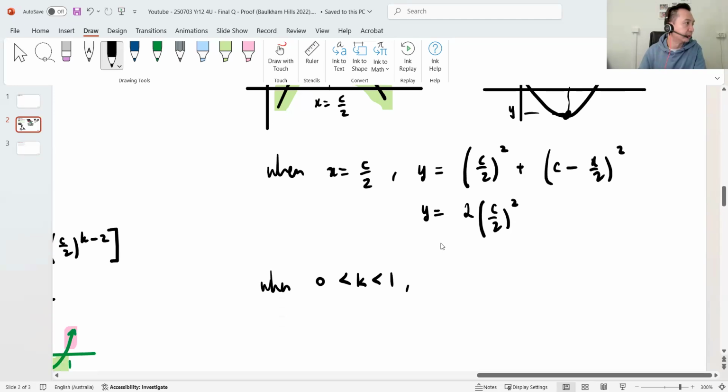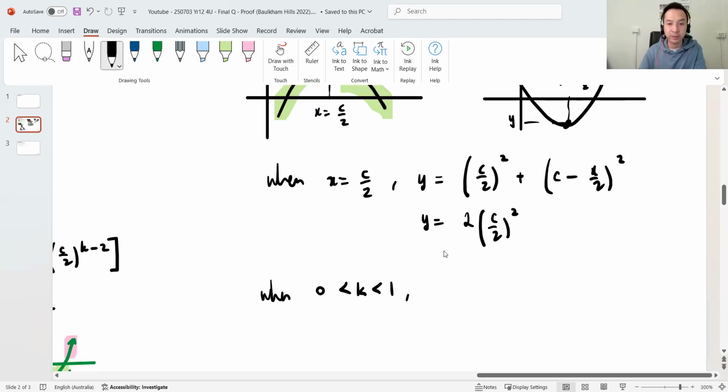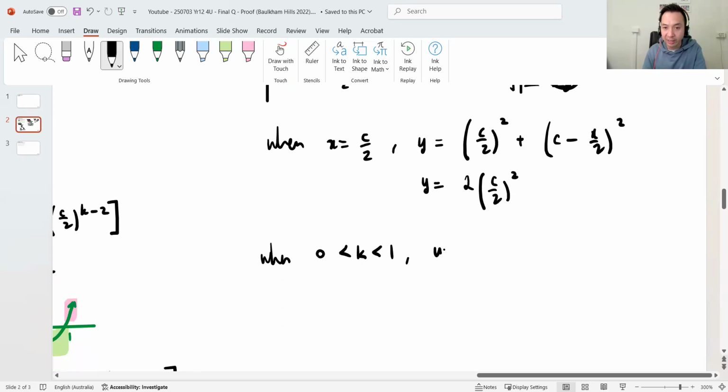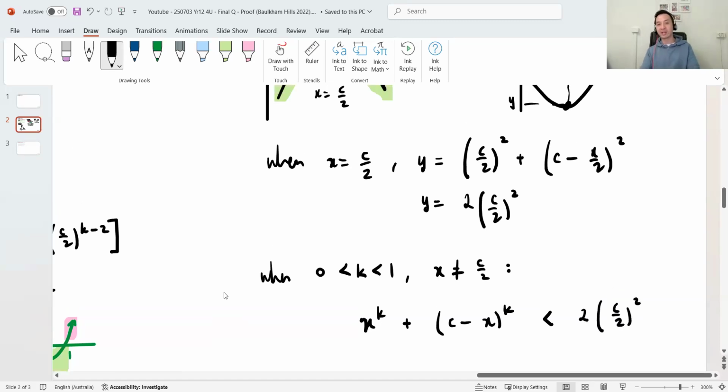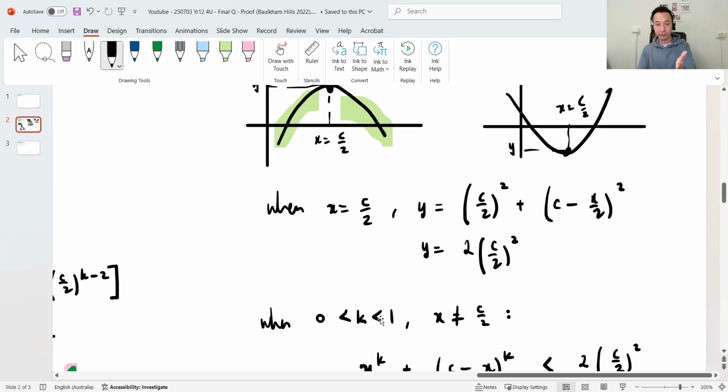Now, let me see. For this one, assuming that x can't equal c on 2, right? Because otherwise it'll be equal. I don't want equal, right? Assuming that, then all the y values, so every y, when I go xk plus c minus x, k is always going to be less than the maximum y value, which is this, right? Does that make sense? So any other, except for the stationary point.